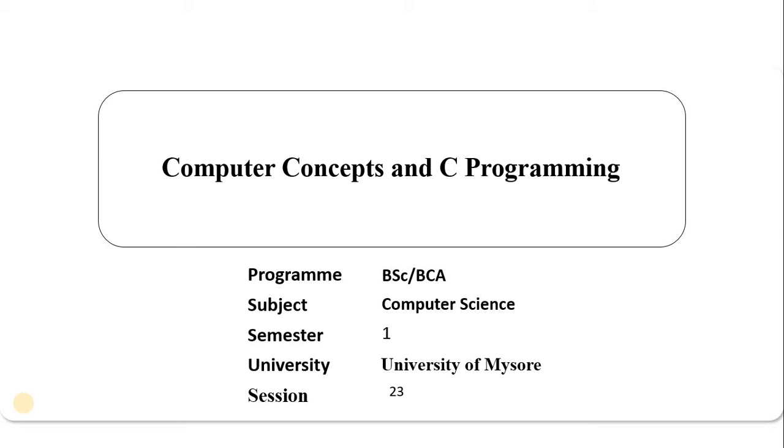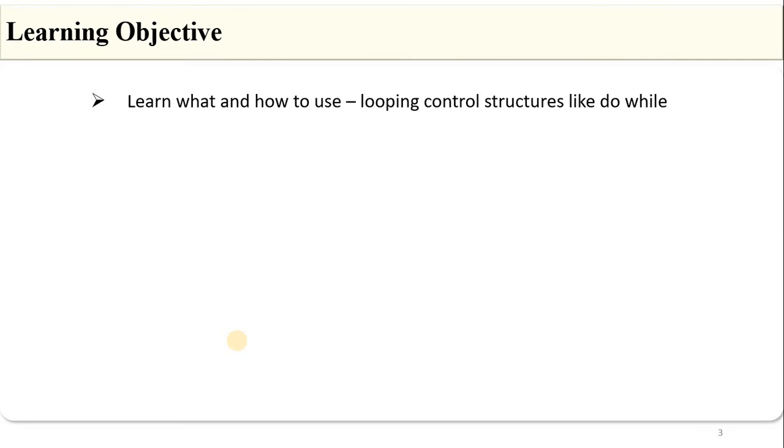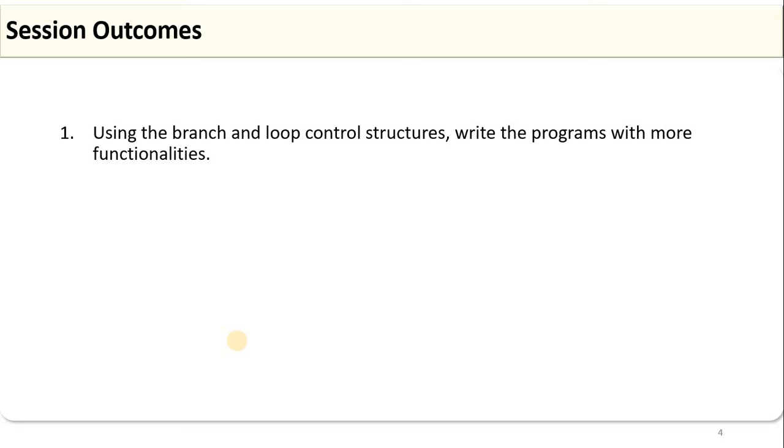Hello students, in this session we'll see looping control structure, that is do while loop. Learning objective: here in this session you'll learn what and how to use looping control structure like do while. Session outcomes: using the branch and looping control structures you should be able to write C programs with more functionality.